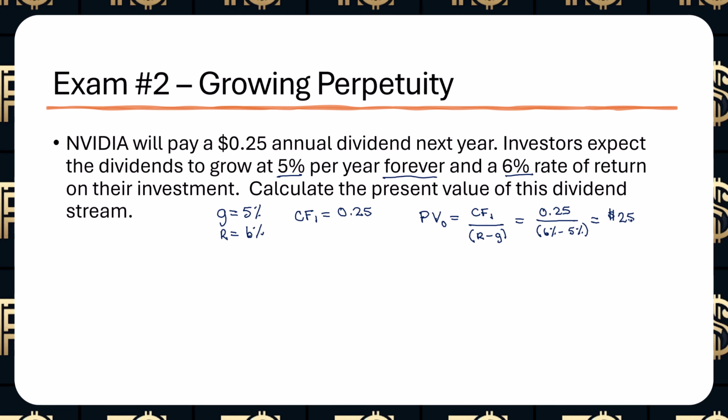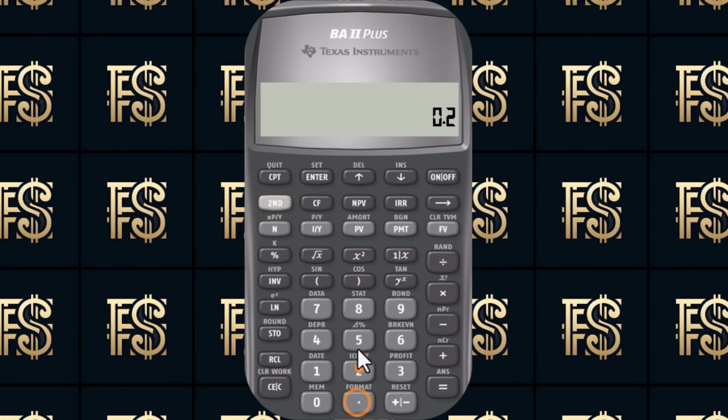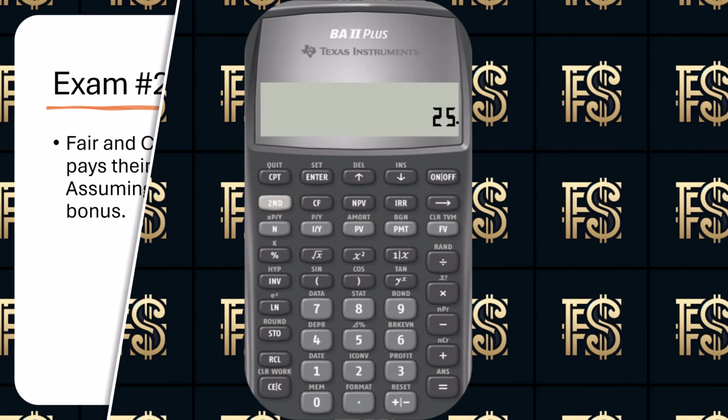Let's check it with the calculator. We'll take 0.25, we'll divide that by parentheses 0.06 minus 0.05, that's the 6% required rate of return minus the 5% growth rate. And we see, just like we said, that an investor would be willing to pay $25 to acquire this share of NVIDIA.